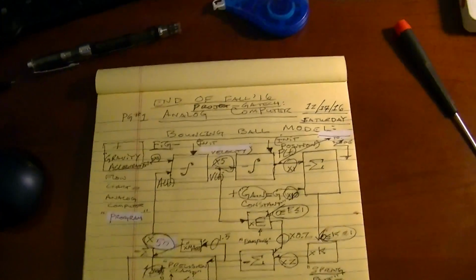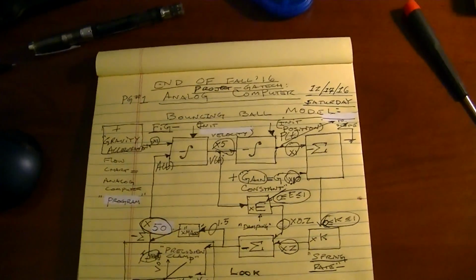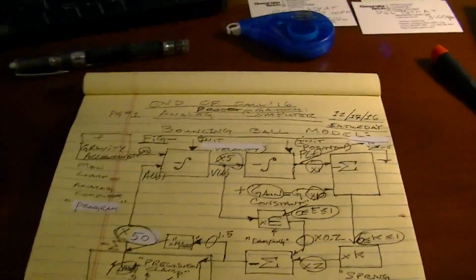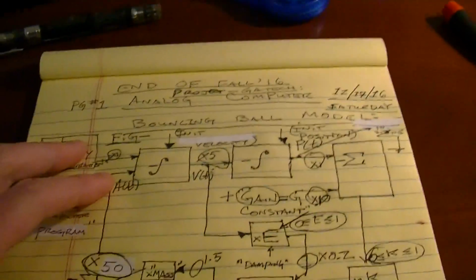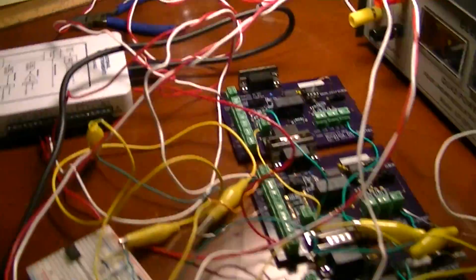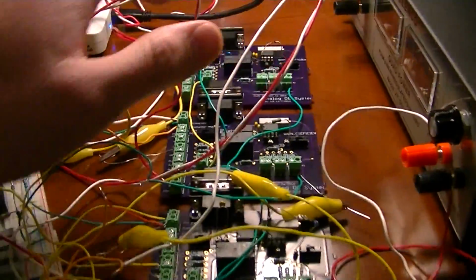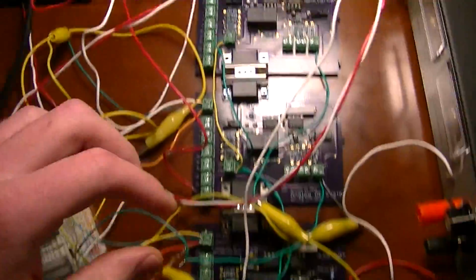Hello, and today I want to demonstrate a circuit which can model the trajectory of a bouncing ball. Now, the analog computer boards are assembled. There are 3 identical boards. Let's zoom in on one here.